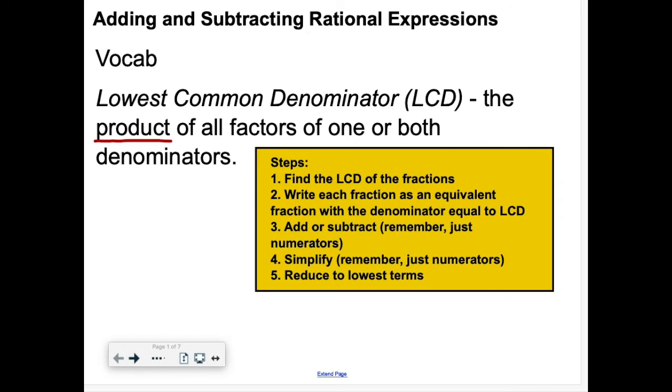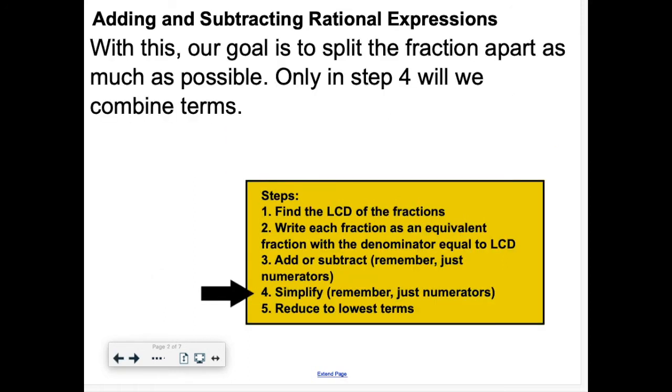And here are our steps. If you want to pause this video and write in those steps, it's a really good idea. Find the LCD of the fractions, write each fraction's equivalent fraction with the denominator equal to the LCD. Add or subtract, remember, that's just the numerators. Whenever we add or subtract, we're not changing the denominators. Simplify, in this step we're just doing the numerators. And then we're going to reduce to the lowest terms. That last step is going to involve cancellation.